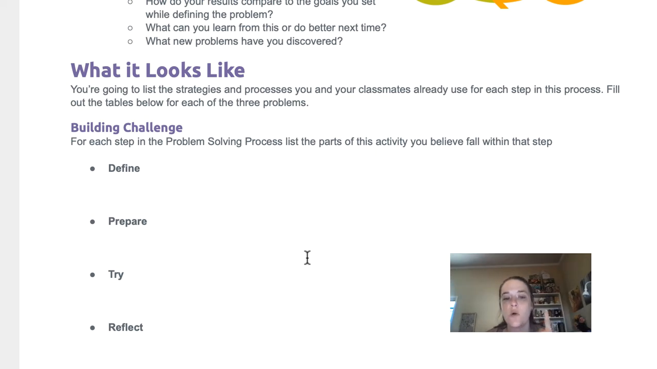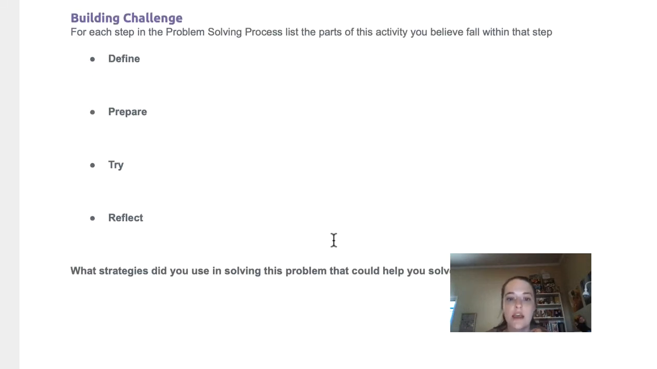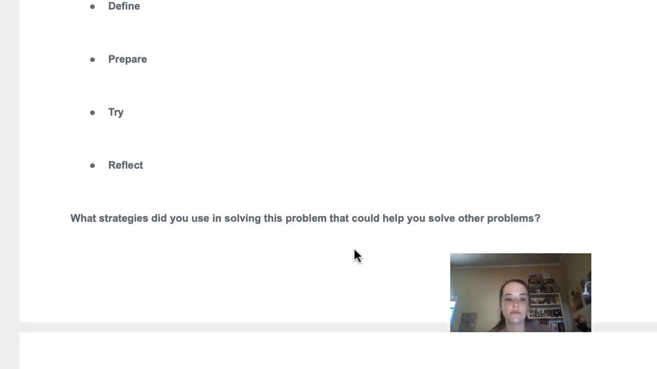Okay, so how did we define the problem? What did we define as the problem? How did we prepare? When we reflected and we went back around to build tower number 2, what did we do to prepare for that one? Okay, what strategies did we use in solving this problem that could help us solve other problems?